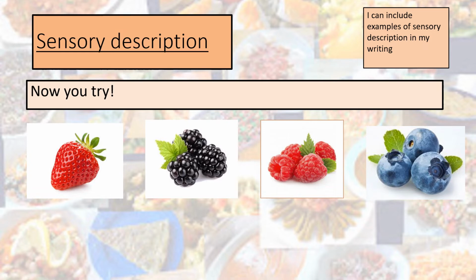Remember that what you're trying to do, if you look at the box with the success criteria, is in this exercise, you are including examples of sensory description in your own writing. I would love it if you could send in these sensory descriptions so that I can share them with you guys over Twitter, and we can have some guessing about what it is you're describing.